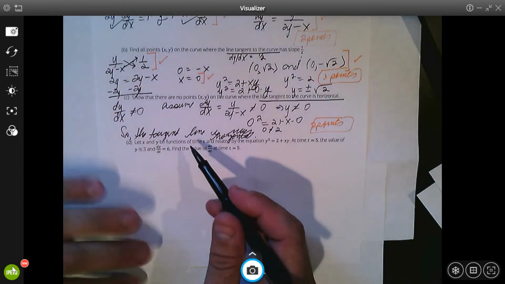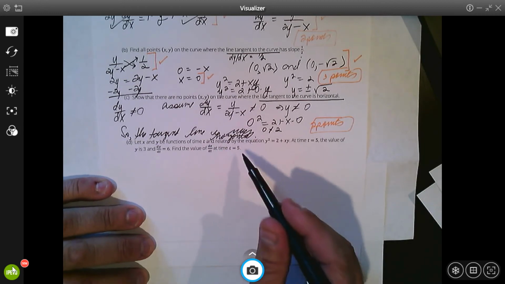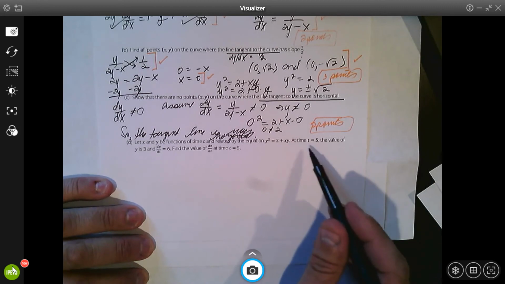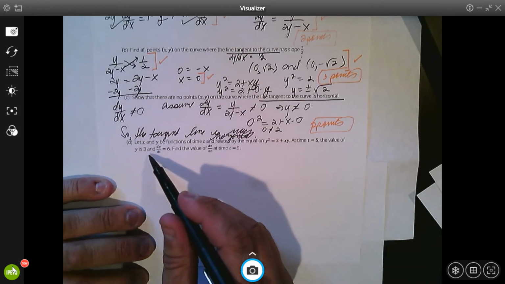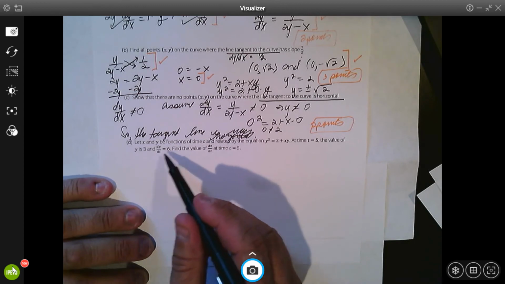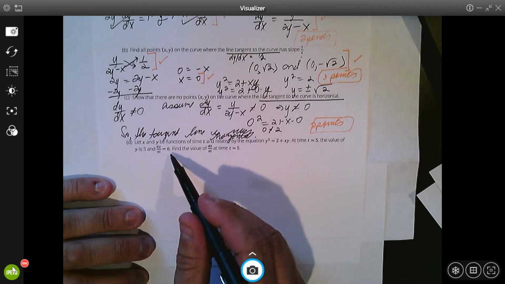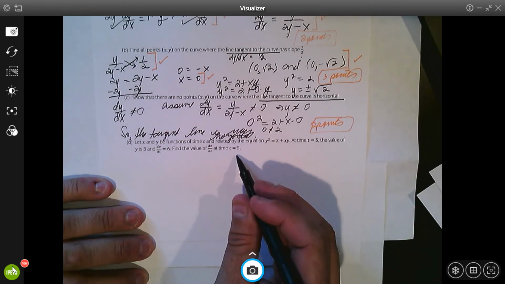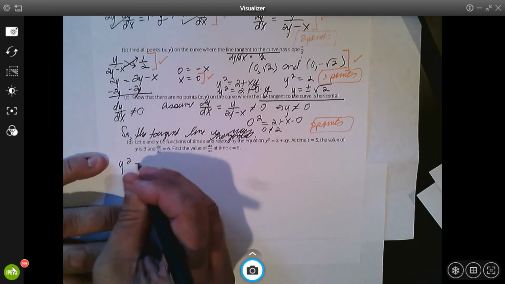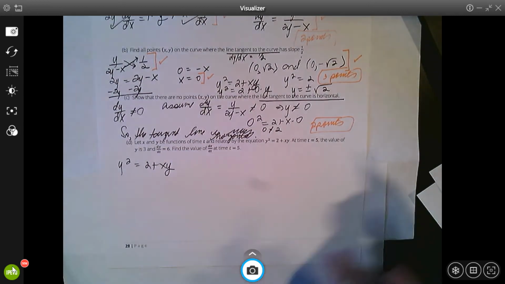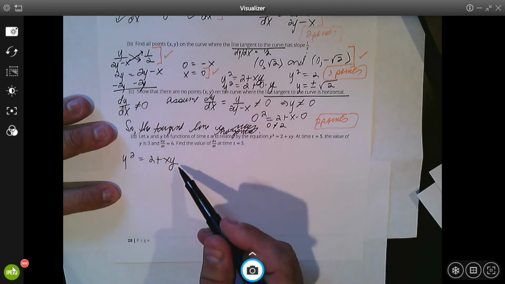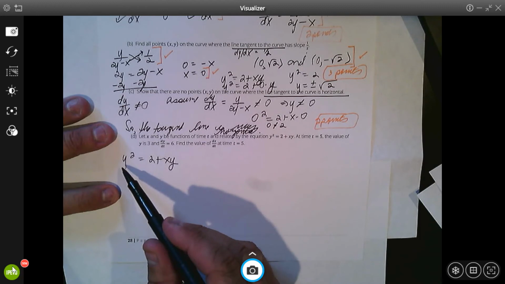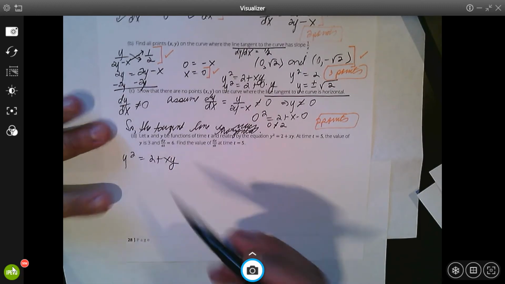Let x and y be functions of time related by the equation y squared equals 2 plus xy. At time t equals 5, the value of y is 3, and dy dt, the derivative of y with respect to t, is 6. Find the value of dx dt at t equals 5. Okay, we got a whole lot going on here. We know that y squared equals 2 plus x times y. So for any point on the curve, I'm going to satisfy this equation.